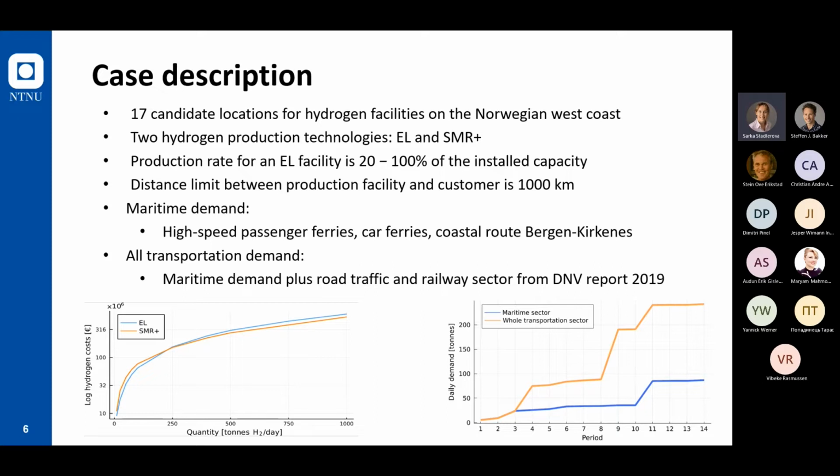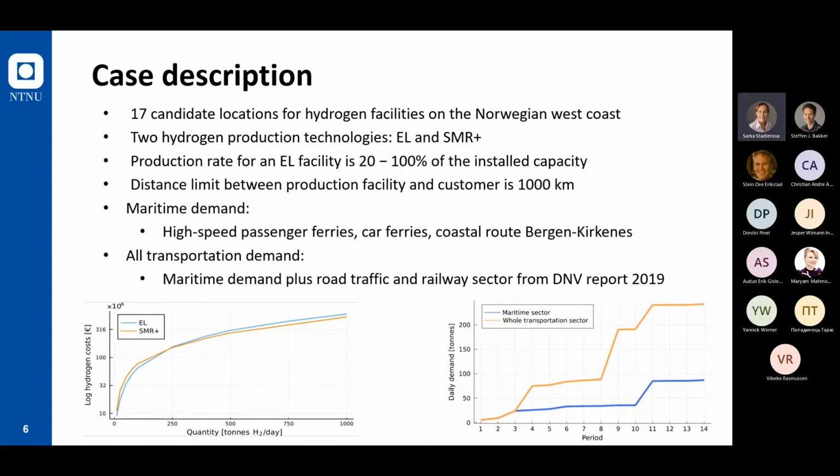Then the other scenario is all transportation demand, which is the maritime demand plus road traffic on top. And this road traffic demand is based on the estimations in the DNV report from 2019, where hydrogen is an alternative for long distance buses and heavy duty trucks.